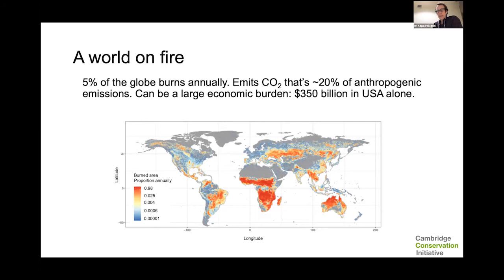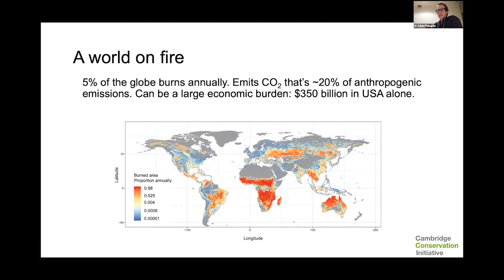And they can cost a lot of money. So in the US alone, every year, fires impart about a $350 billion economic burden, and they kill people. But in many cases, fires can be a natural process in the ecosystem. So often when we think about fire and it appears in the news, it's in some sort of catastrophe type event, like the Amazon burning down or fires in Indonesia. And in those cases, fires are emitting a ton of carbon from ecosystems that didn't naturally burn.